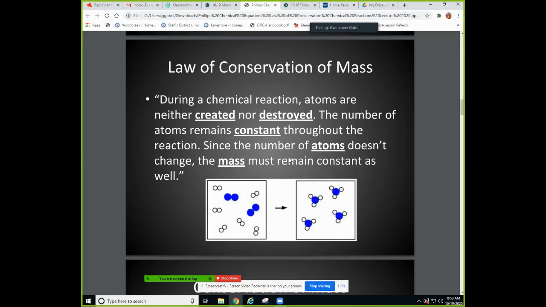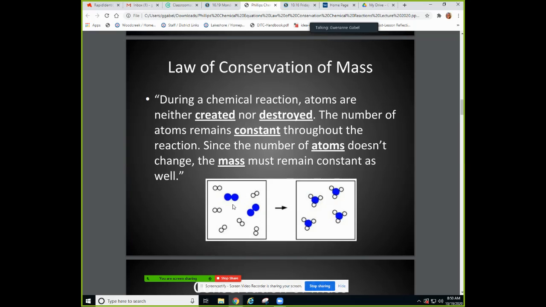So this is the definition of the law of conservation of mass. And really the most important part of that is that mass can't be created or destroyed. So you see a lot of words right here, but it's really, really important. Mass cannot be created or destroyed.